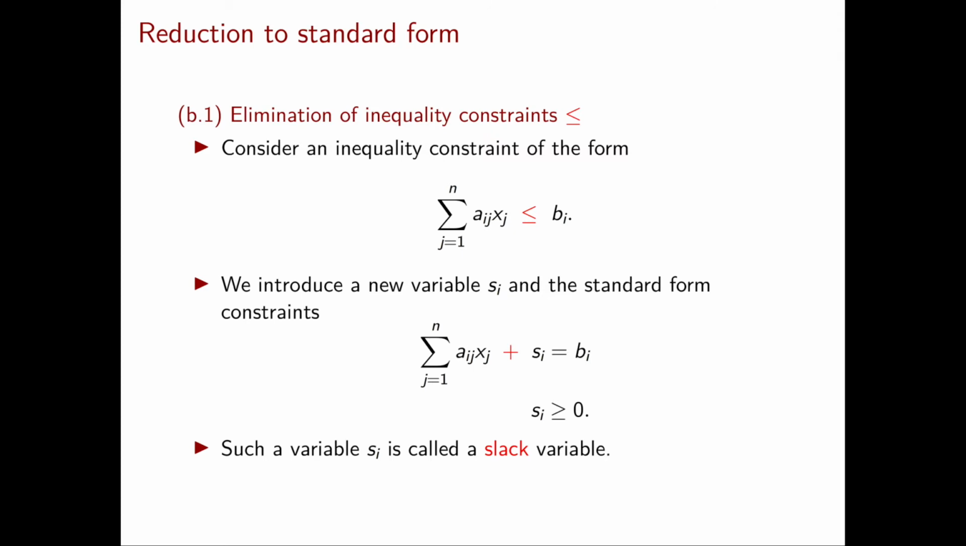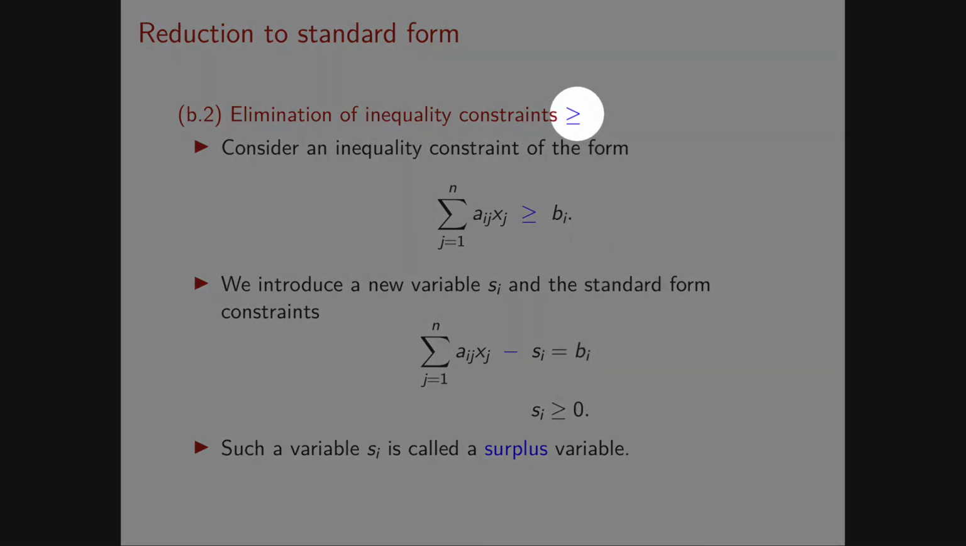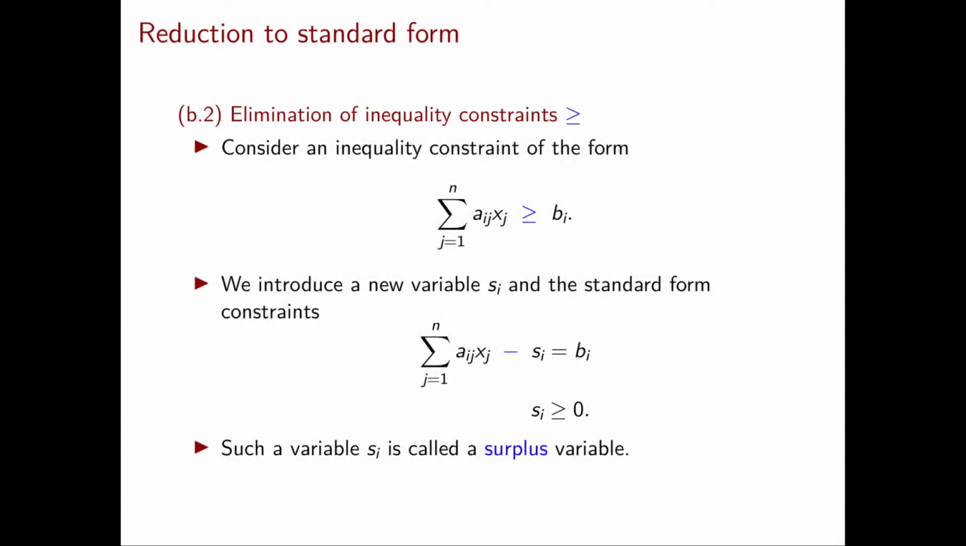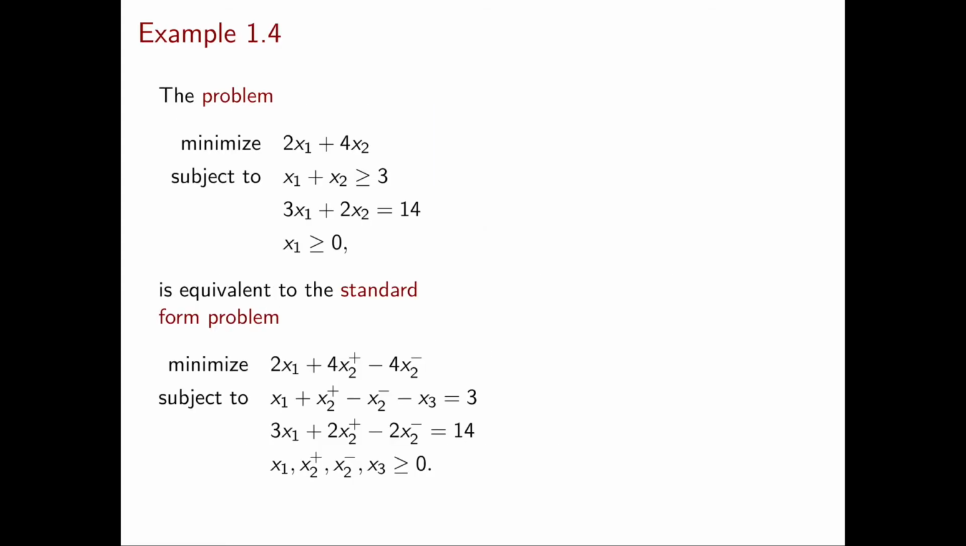Similarly, we can also deal with the inequality constraints of the form greater than or equal to. The only difference is that here we should have a minus si, because in general the left-hand side will be larger than the right-hand side. So to achieve equality we need to remove a non-negative quantity si. In this case, si is called a surplus variable. It's simple to see that the rules that we have introduced so far allow us to transform any general linear programming problem into a standard form problem.